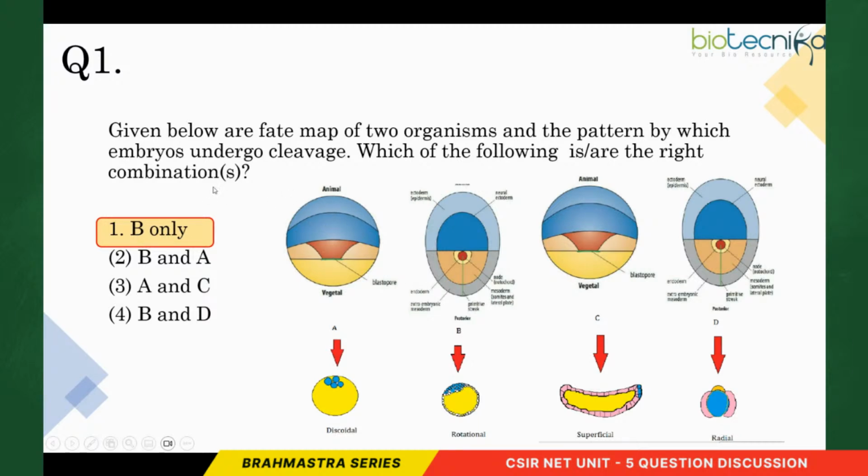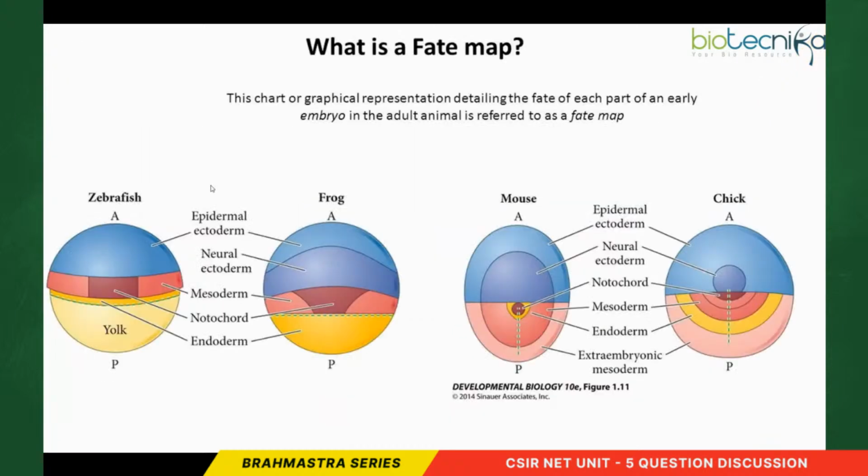Actually, these are the fate maps which are showing different parts of the organism, how they look, and which structure is going to form which part of the organism in the later stages. This is the diagram of a fate map. Now if you see, this is what a fate map is. This chart or graphical representation detailing the fate of each part of an early embryo in the adult animal is referred to as a fate map.